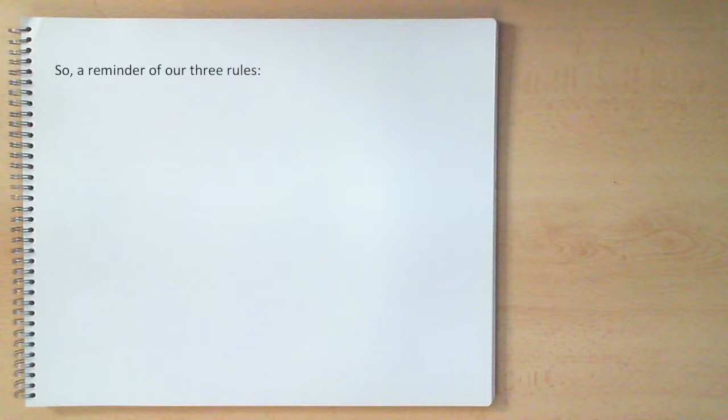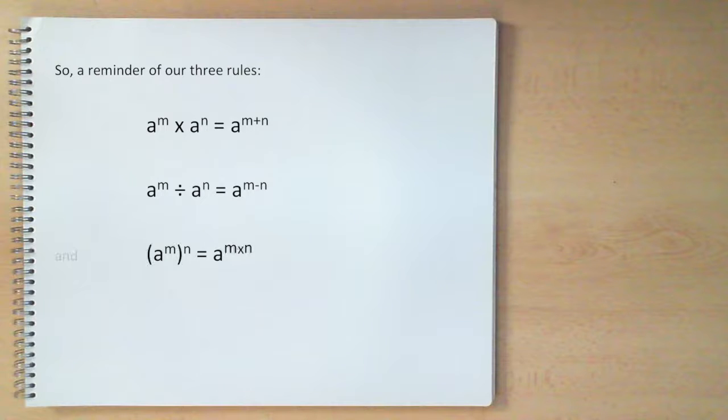So let's have a quick look at a reminder of our 3 rules so far. A to the power of m times a to the power of n equals a to the power of m plus n. If we do division, we subtract the indices, and if we do it to a power, so a to the m to the power of n, we multiply the indices together. 2 more rules. Simple one to remember first of all. Anything raised to the power of 0 is equal to 1. All the time. 10 to the power of 0 is 1, 100 to the power of 0 is 1, 1,000,000 to the power of 0 is 1.